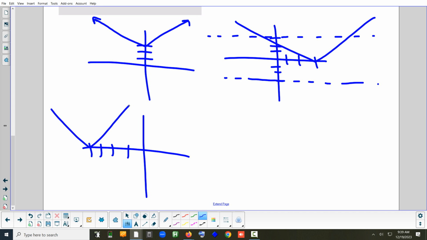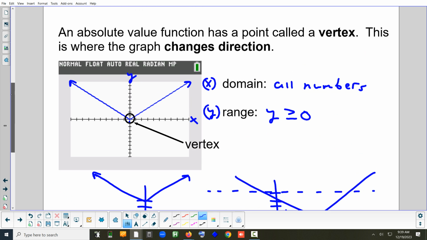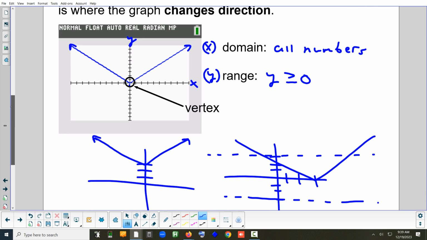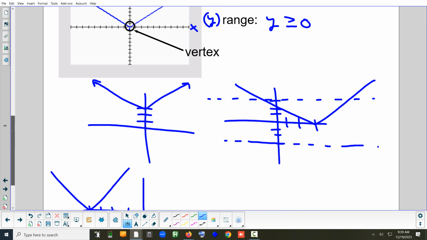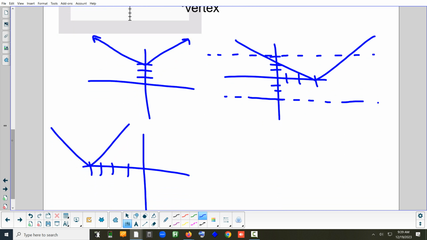Yep. The domain is the same on all of them. The domain is all real numbers, all numbers on every problem. But the range can change. It depends if you move the V shape up or if you move the V shape down. What do you think the range would be on this one?